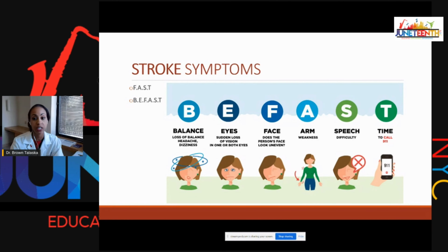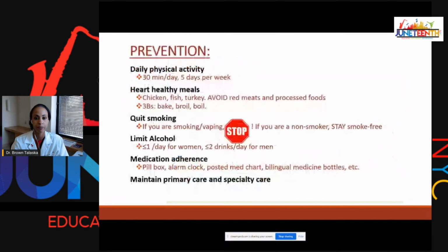And so if you see this in the future, don't waste, what's that last letter? T. Don't waste time. Call 911 immediately to get EMS on scene to assist you or your loved one.